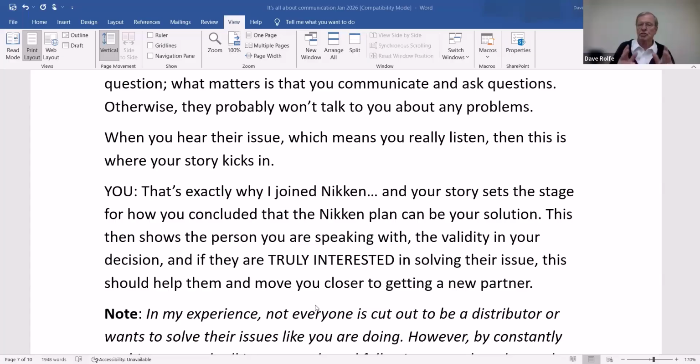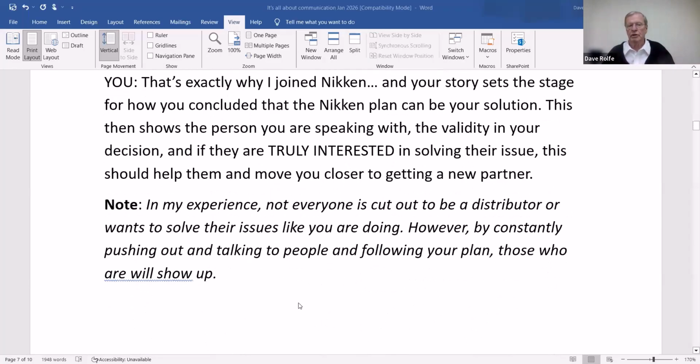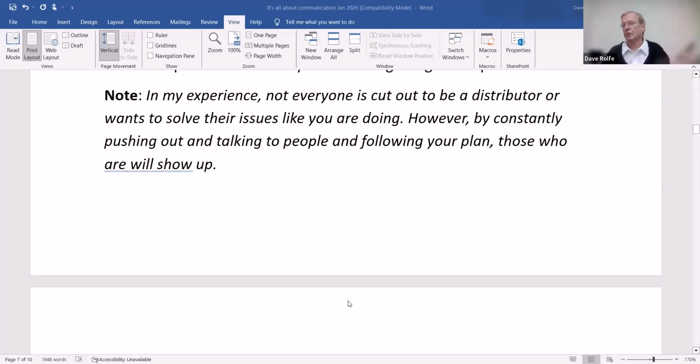This then shows the person you're speaking with the validity in your decision, and that if they are truly interested in solving their issue, this should help them move you closer to getting a new partner. And that's really how it works. Now, in my experience, not everyone is cut out to be a distributor or wants to solve their issues like you are doing. However, by constantly pushing out and talking to people and following your plan, those that are will show up. So that's why you're told to see numbers.